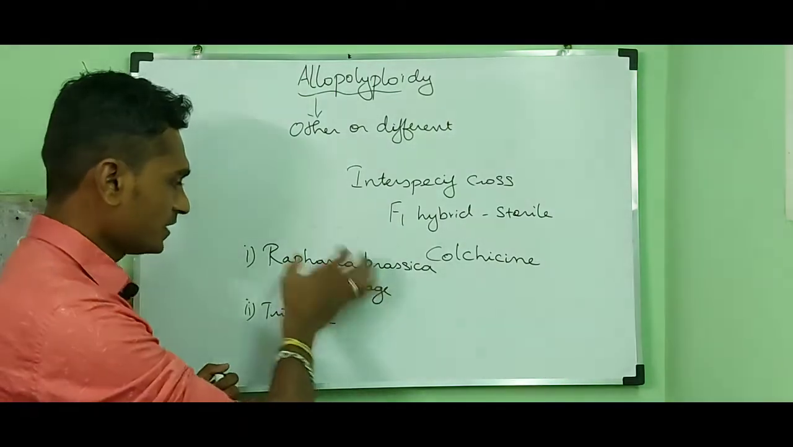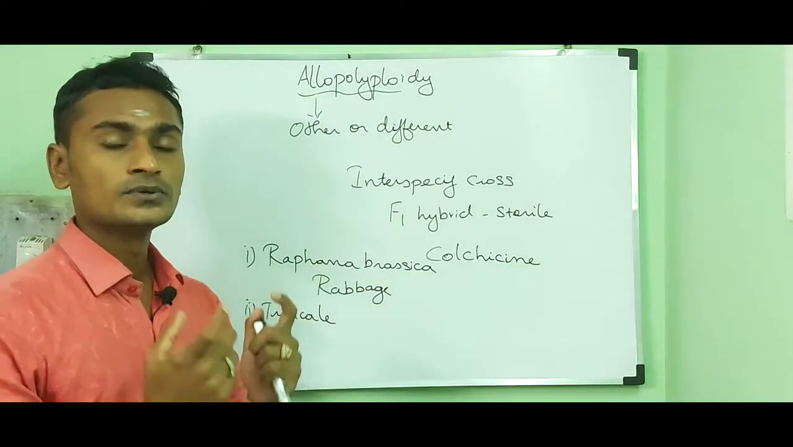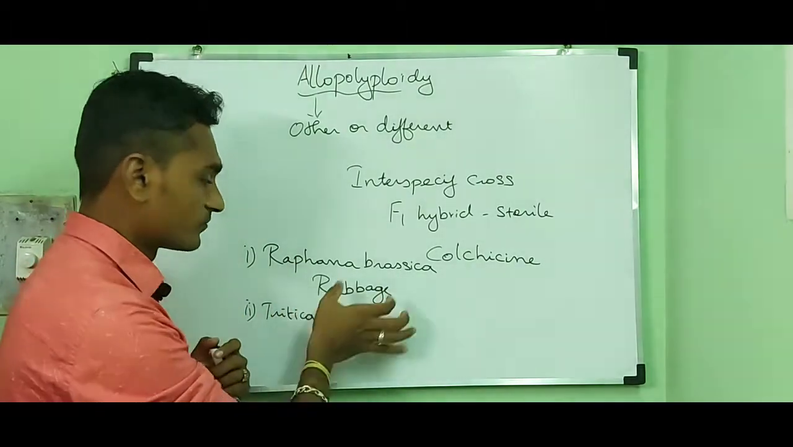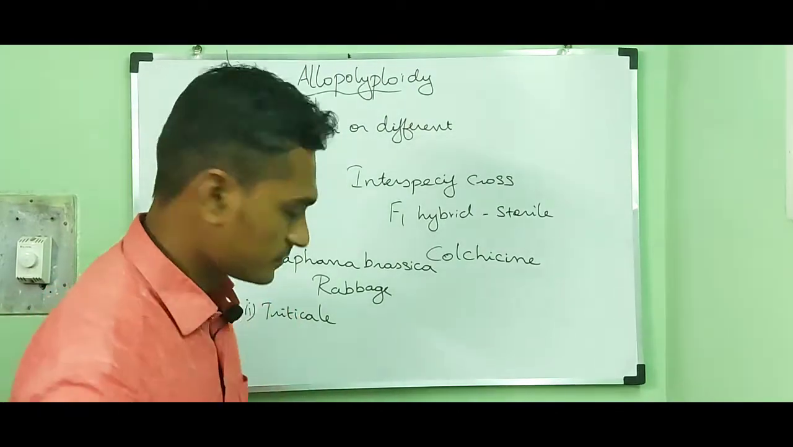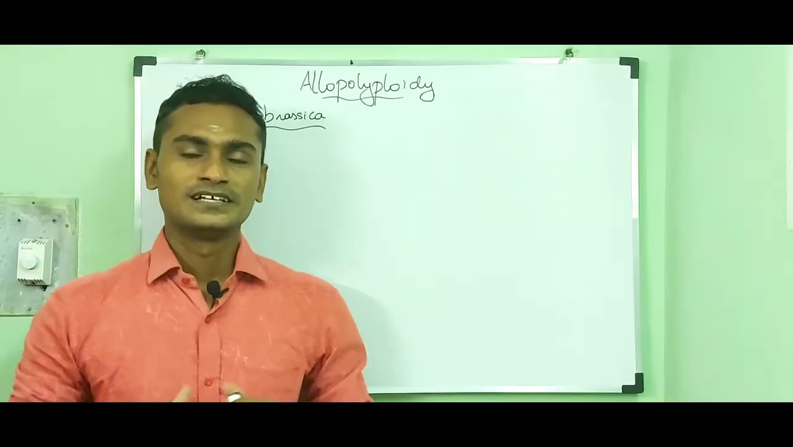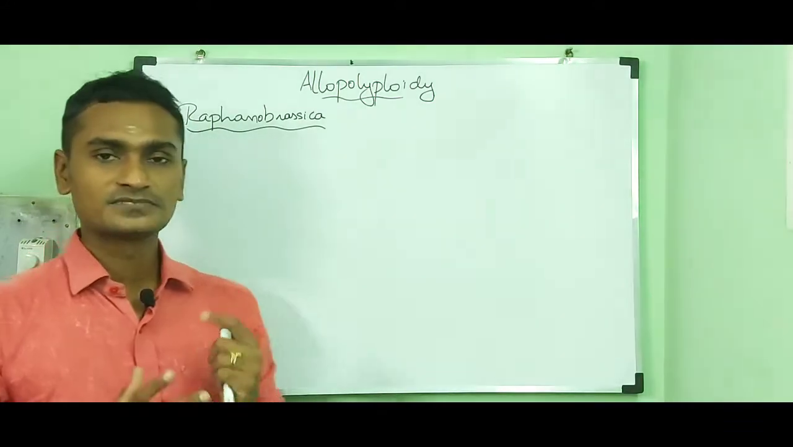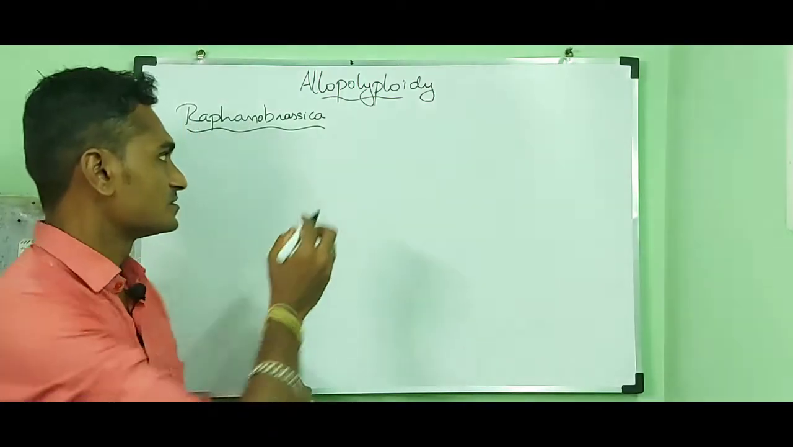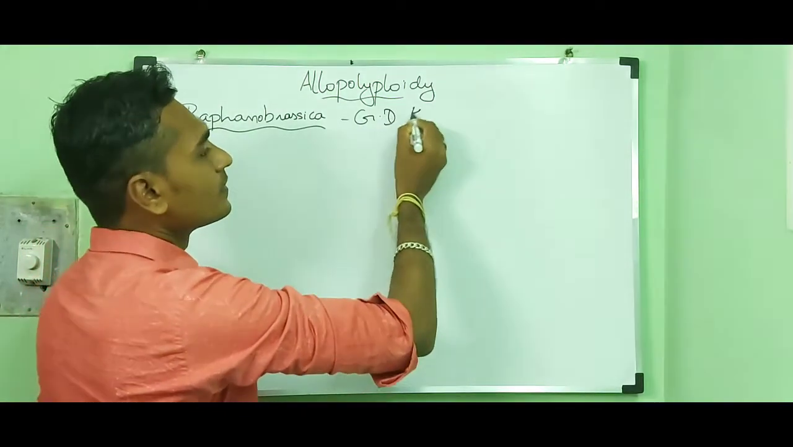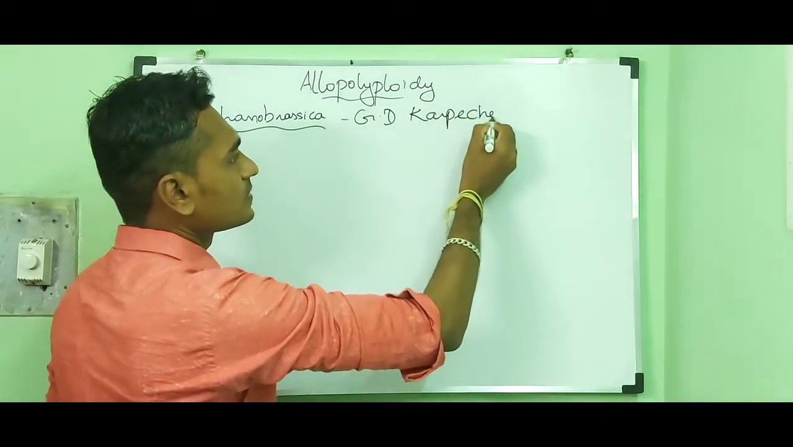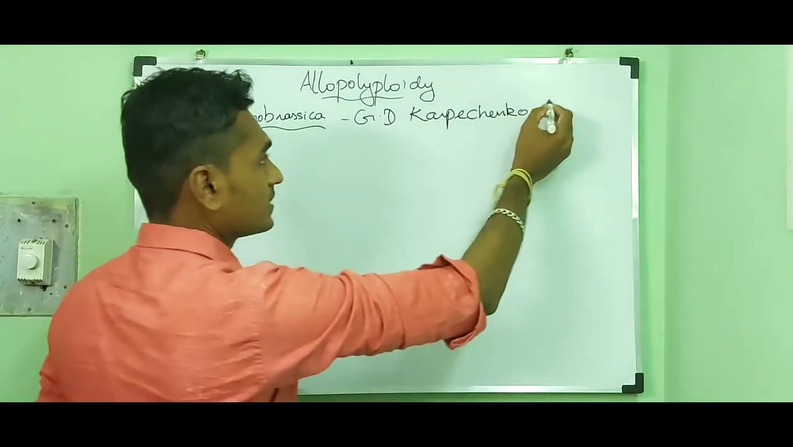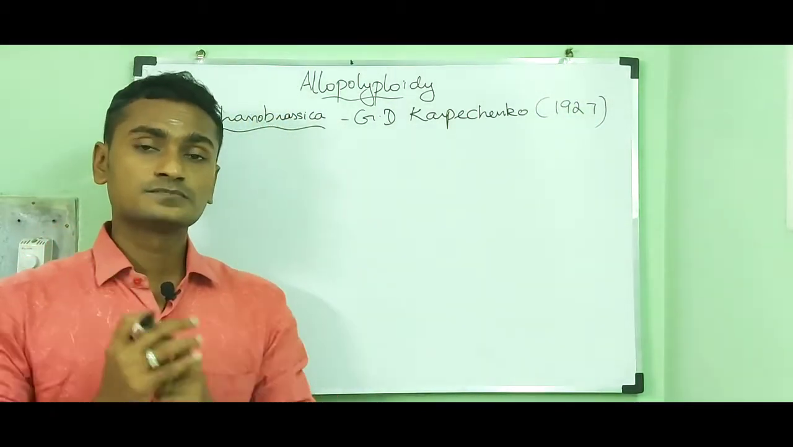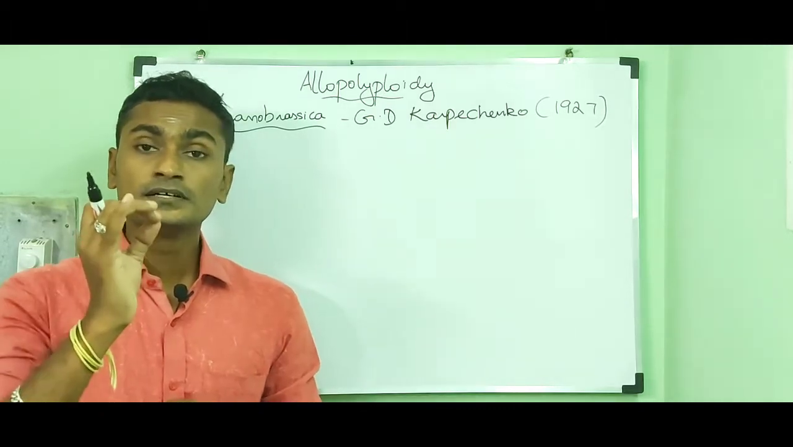First, I am going to explain Raphanobrassica, how the scientist made a cross and how he produced raphage. Raphanobrassica was developed by the Russian geneticist G.D. Karpchenko in the year 1927. He made a cross between Raphanus sativus and Brassica oleracea.